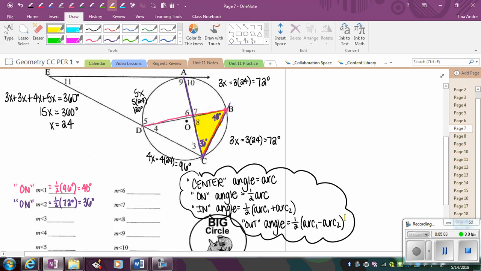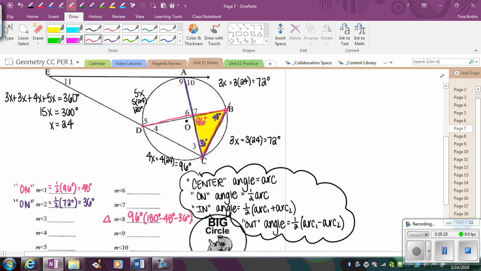So if I do 180 minus the 48 minus the 36, that's going to give me 96 for angle 8. So I'm going to go ahead and fill that in. I'm just going to say because of the triangle, and then in parentheses, I'll write what I did so you know the calculation: 180 minus 48 minus 36.